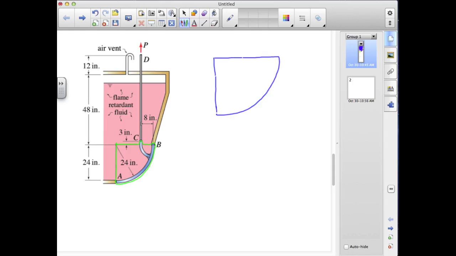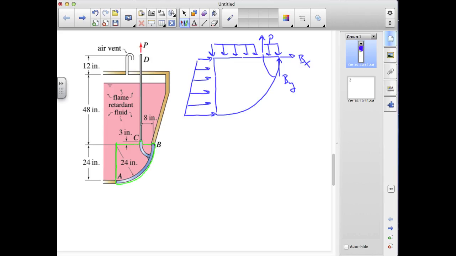I have a pin at B, so I'm going to have Bx and By at this location. I have atmosphere on the outside of the gate, so I don't have any pressure out there. I'm going to end up with this force P. I'm going to have a uniform pressure distribution all along the top boundary of this because it's at uniform depth. And I'm going to have a linearly increasing pressure distribution here. I'm also going to have a weight of the retardant acting at an appropriate center of mass here.